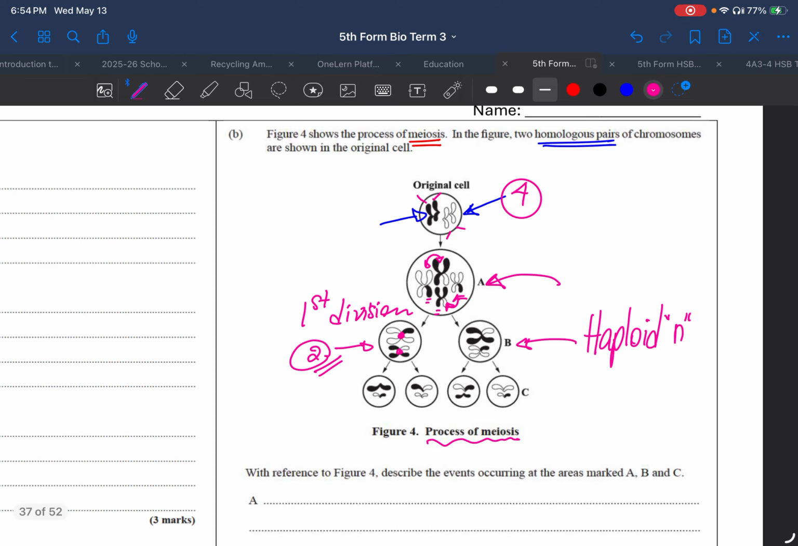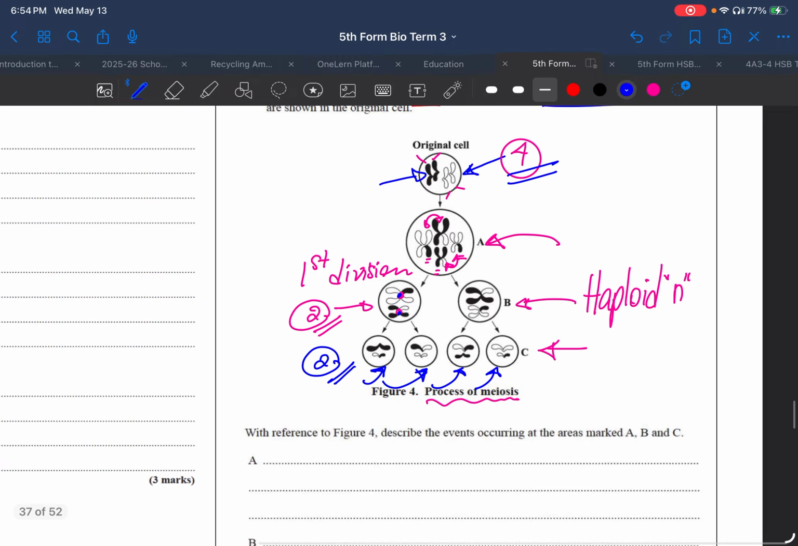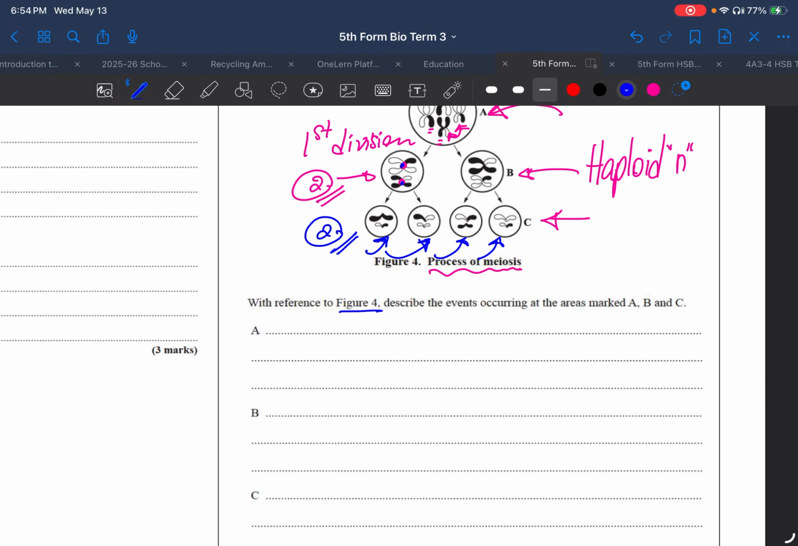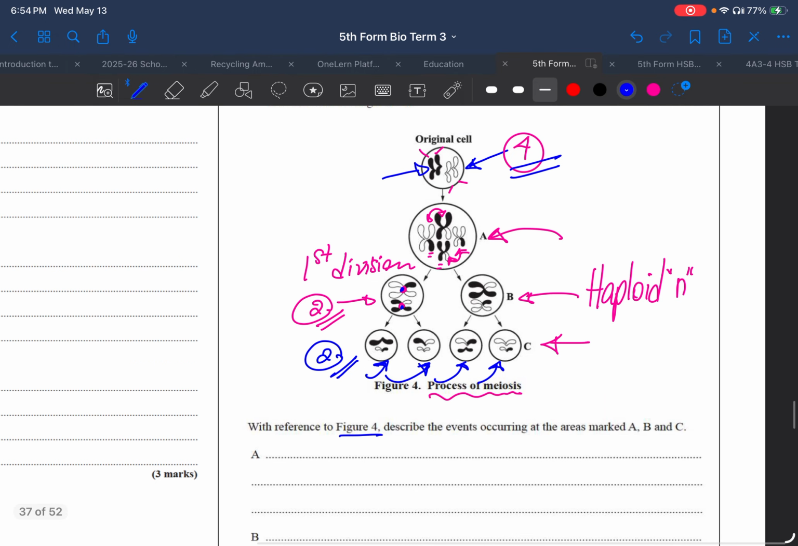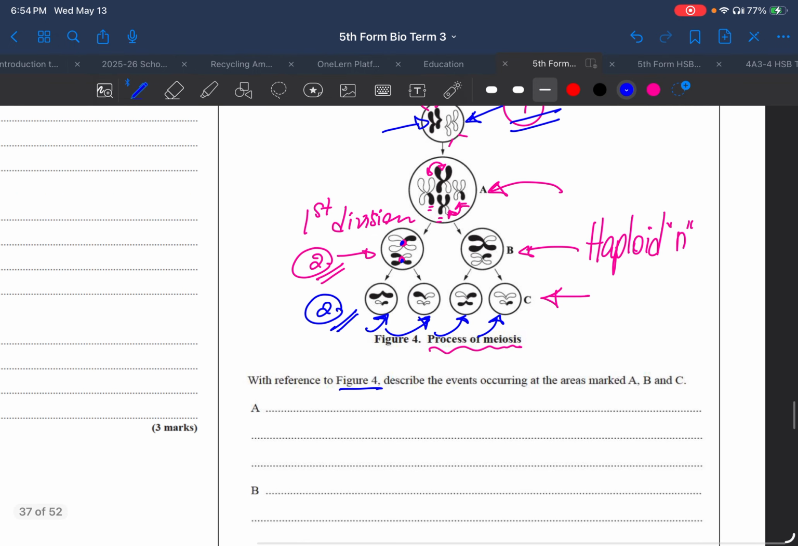And then by C, what we see happening here, again, the sister chromatids have now pulled apart from each other when they line up along the equator. And again, we still end up with 2 chromosomes in each, which is the haploid or half the number of the original 4. So with reference to figure 4, describe the events occurring at the areas marked A, B, and C. So what is the event happening at A?